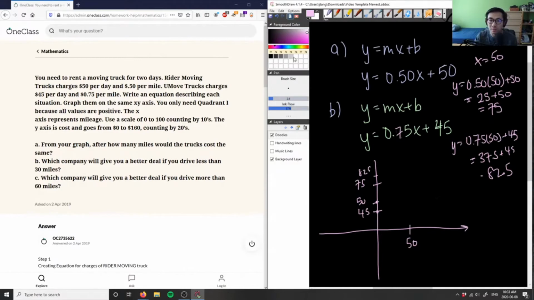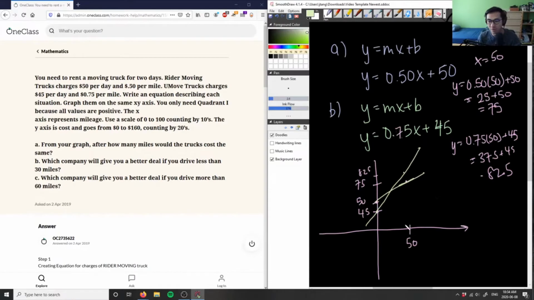75. Let me do the first equation in pink. So this would be 50 and 75. And then the second one in green, 45 and 82.5, which is going to be here. So I'm going to have one guy that looks like this, and the other guy looking like this, something like that.